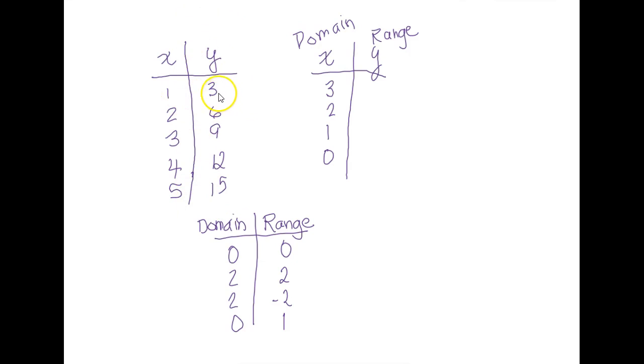Each one of these has at least one, right? So this is going to be a relation, but it's also going to be a function because it has exactly one. So this is going to be both a relation and a function.